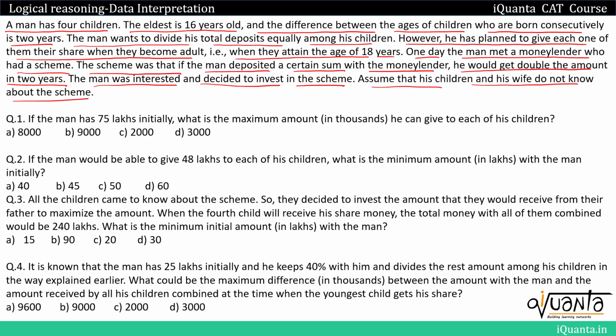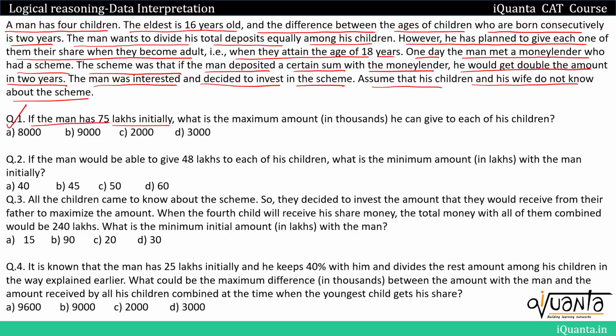So basically there's a man who has 4 children. He's deciding to divide his deposit equally among 4 children and the money will be given to them only when they become 18 years old. Now the man is also investing in a scheme which is doubling his amount in every 2 years. So let us check the questions.